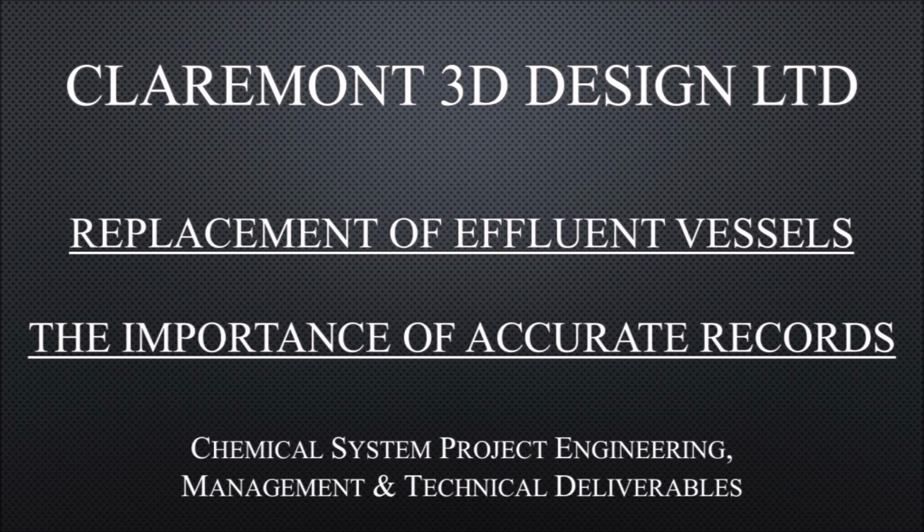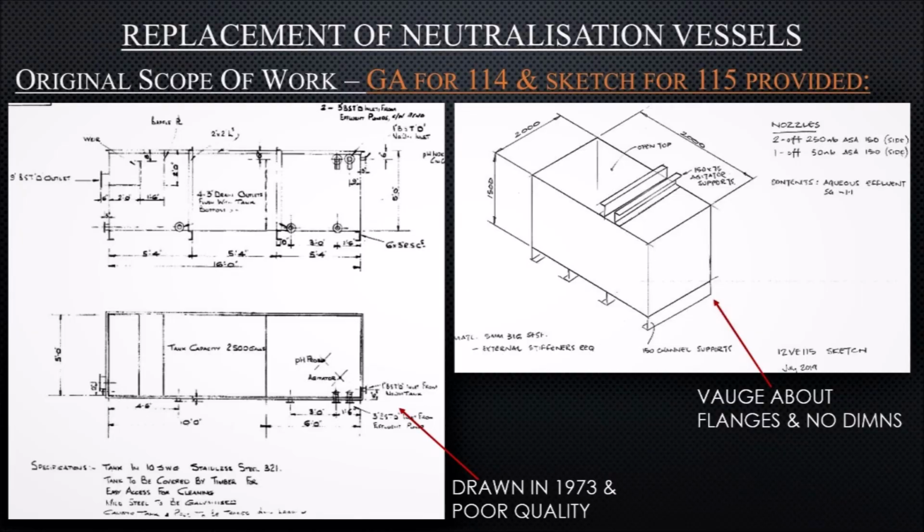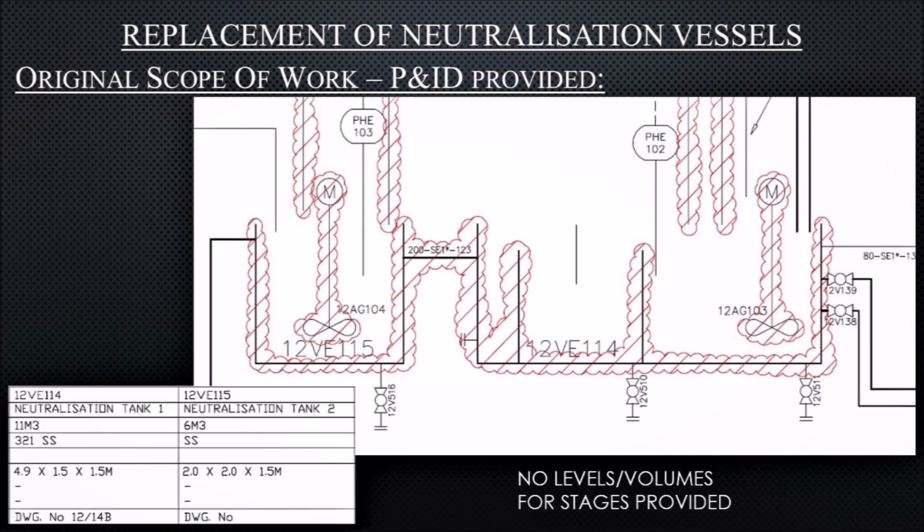Replacement vessels were required on an effluent system. There was only one surviving drawing from 1973, and the quality of the scan was poor. The second vessel was sketched by another party prior to our engagement and did not define locations of flanges. Starting from scratch to correctly define the requirements, the P&ID was consulted, only to find no volume requirements for each stage, making detailed design for fabrication impossible.